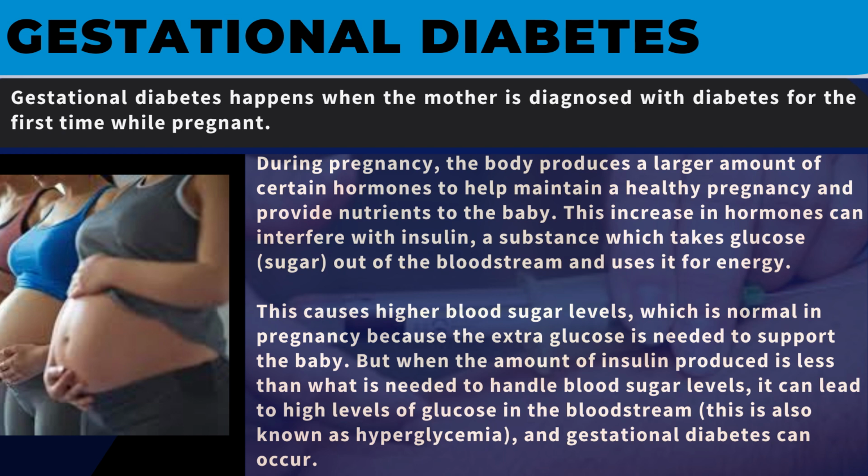This causes higher blood sugar levels, which is normal in pregnancy because the extra glucose is needed to support the baby. But when the amount of insulin produced is less than what is needed to handle the blood sugar levels, it can lead to a higher level of glucose in the bloodstream. This is also known as hyperglycemia, and gestational diabetes can occur.